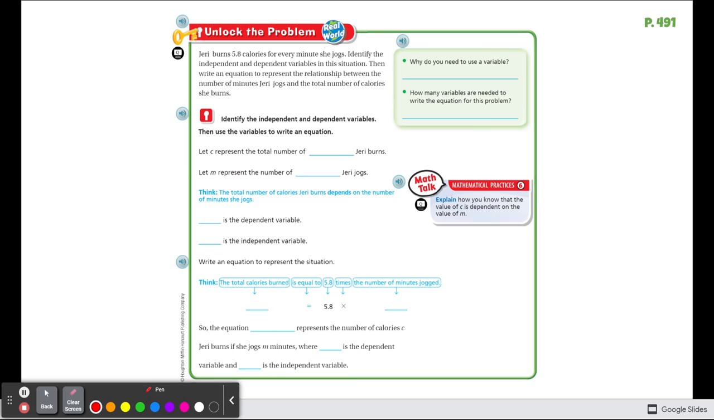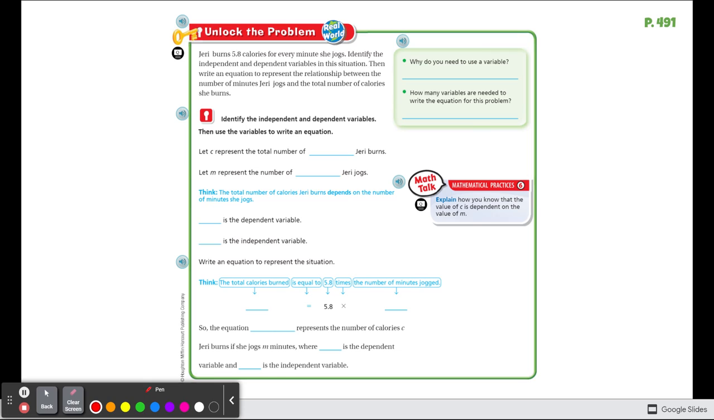So let's go ahead and see how this will work in some questions. We're going to look at this Unlock the Problem on page 491. So make sure you have your book open to page 491 and that you have a pencil sharpened. All right, so let's go ahead and read this problem.